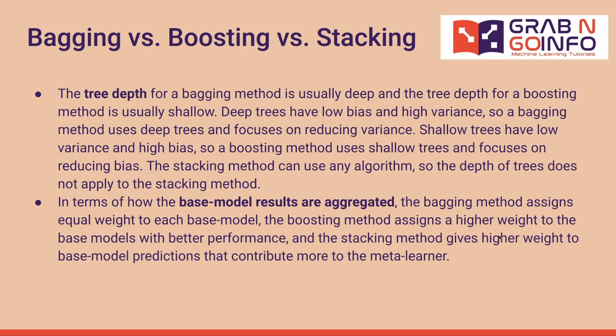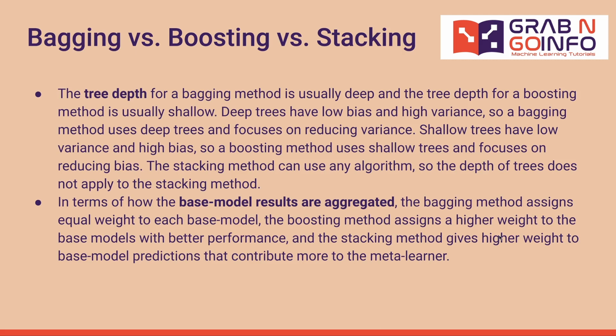The tree depth for a bagging method is usually deep and the tree depth for a boosting method is usually shallow. Deep trees have low bias and high variance, so a bagging method uses deep trees and focuses on reducing variance. Shallow trees have low variance and high bias, so a boosting method uses shallow trees and focuses on reducing bias. The stacking method can use any algorithm, so the depth of trees does not apply to the stacking method.